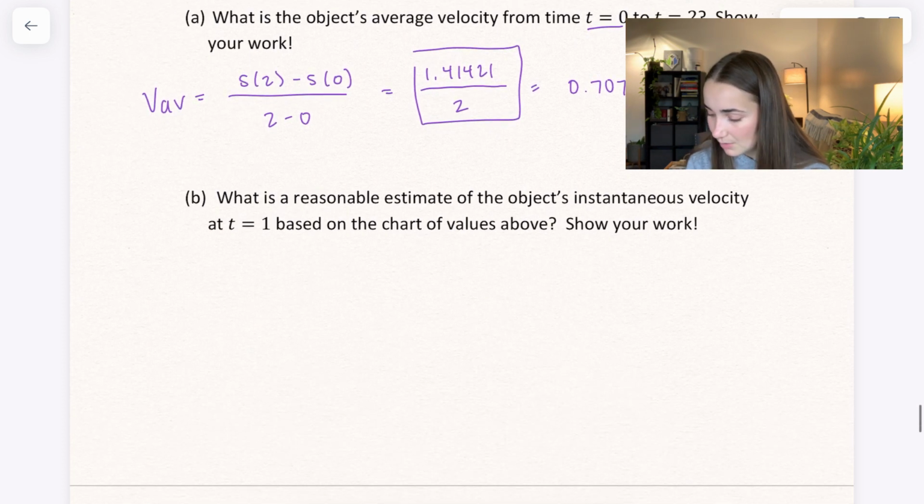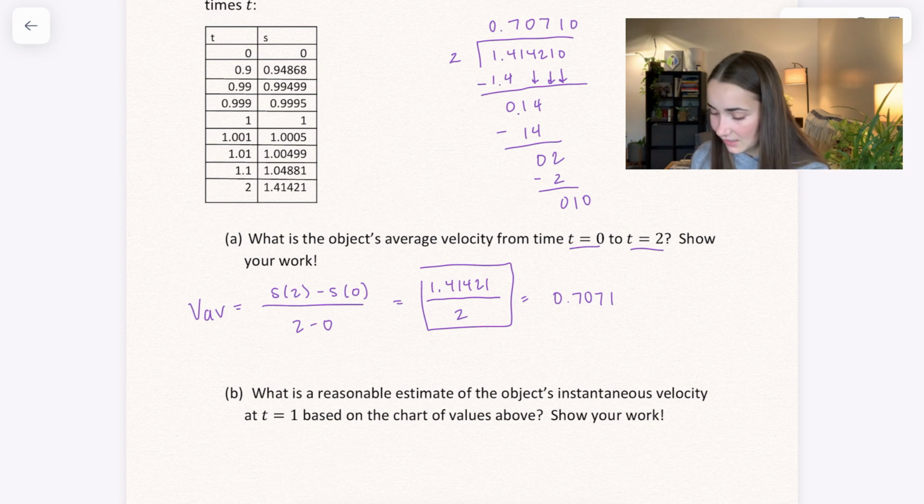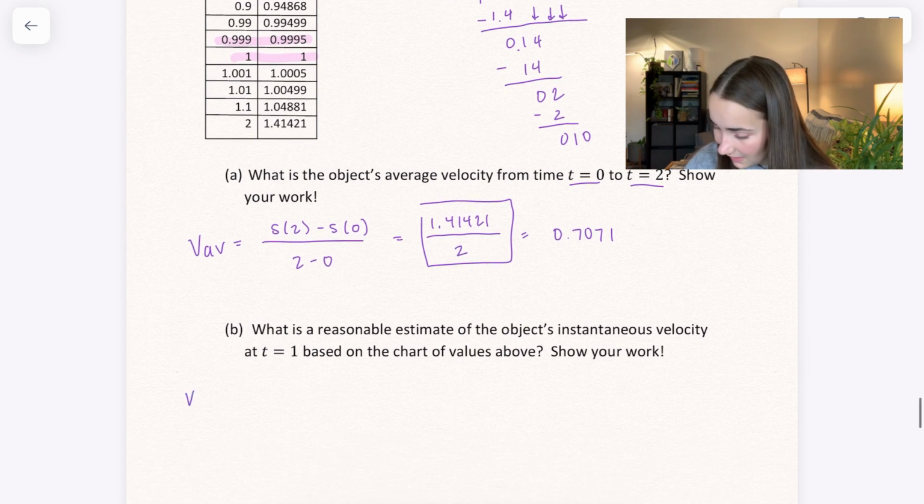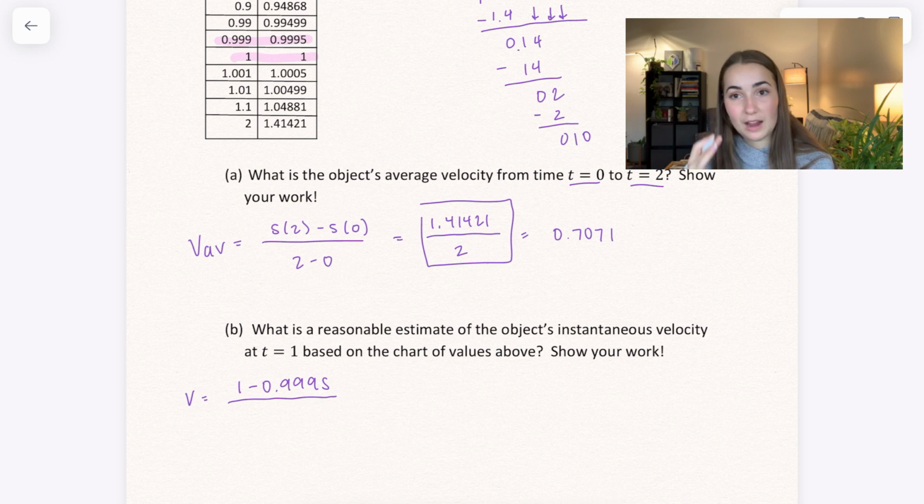So now we want to find a reasonable estimate of the object's instantaneous velocity at t equals 1 based on the chart above. When we want to find the instantaneous velocity at t equals 1, we're looking at the rate of change of our position function. So here, let's look directly to the left of 1. I'm going to take this value 0.99 with the corresponding s value. And of course, we're also going to take our values of 1. It's like we're calculating a mini average velocity. So I'm going to take v and set that equal to 1 minus 0.9995. And I'm going to divide that by the corresponding t values, just like we did for average velocity.